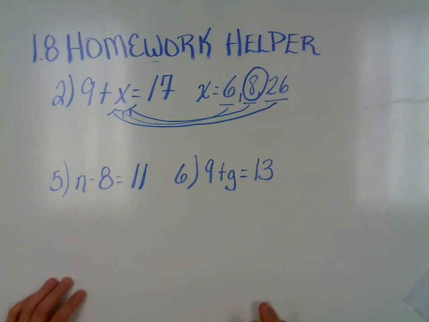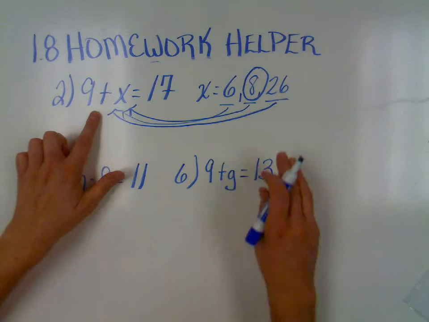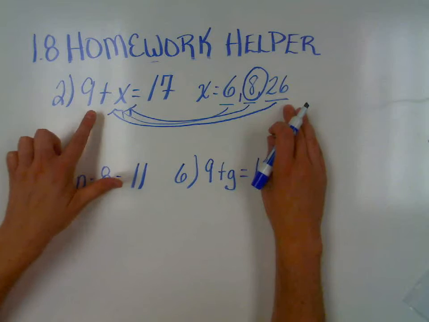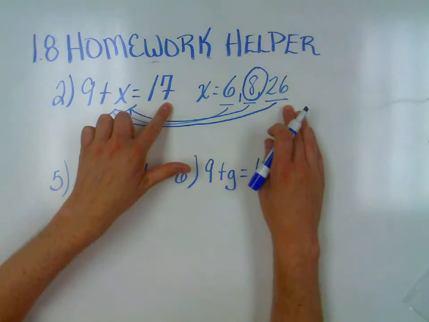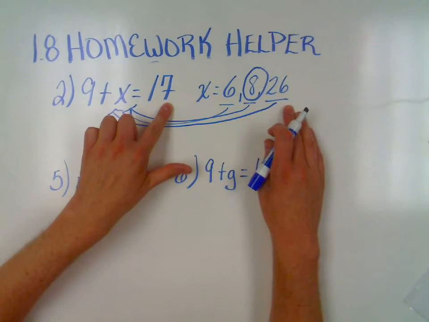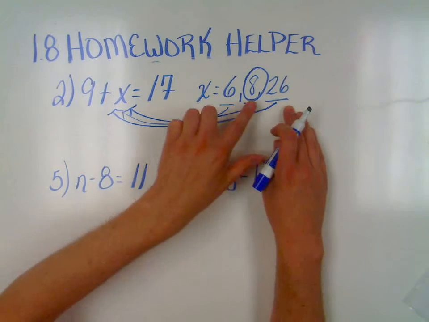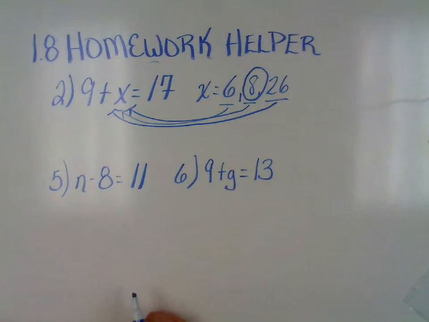Now, most of the equations we're dealing with today only have one solution, but not all equations that you will encounter over the course of your mathematics career have only one solution. So I will check the other one. I know it's not going to work, but when I do 9 plus 26, that's 35. The other side says 17. It's not the solution. So the value of x that is the solution is 8.